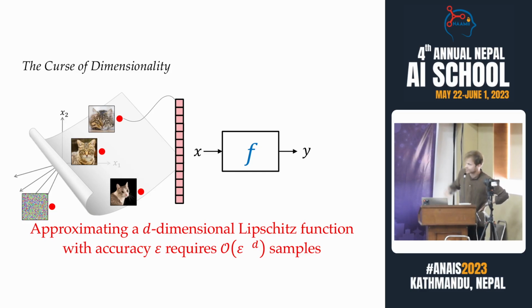So the curse of dimensionality that we saw says this: approximating a d-dimensional Lipschitz function with accuracy epsilon requires exponentially many samples in the dimension. And now I say Lipschitz function, this is a well-behaved function. You have a bound on the derivative. So even for well-behaved functions, you need exponentially many samples.